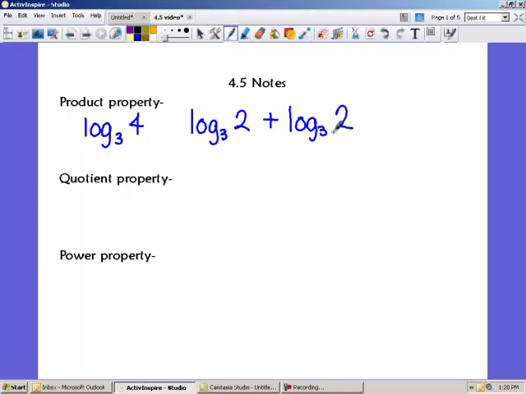Now with the quotient property, the same thing. Let's say I had the log base 3 of 4 over 7. You can expand this by saying the log base 3 of 4. Instead of an addition sign, it would be minus.